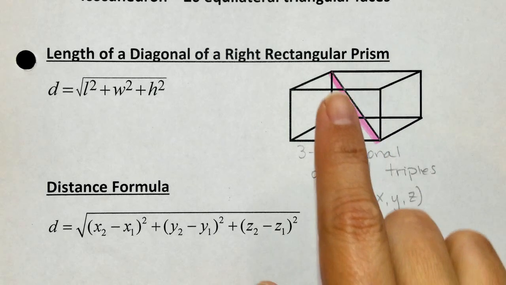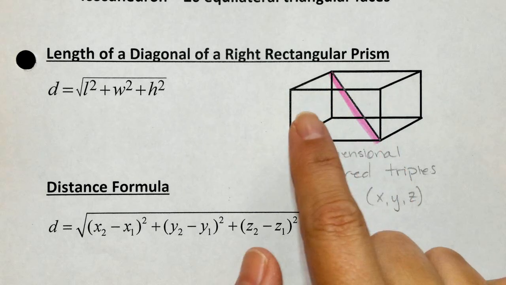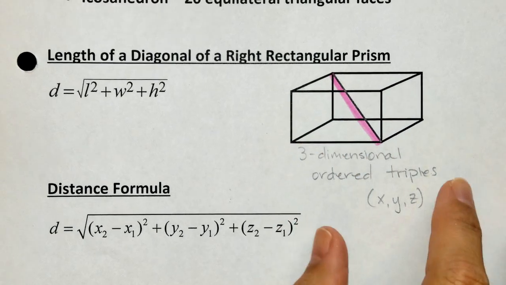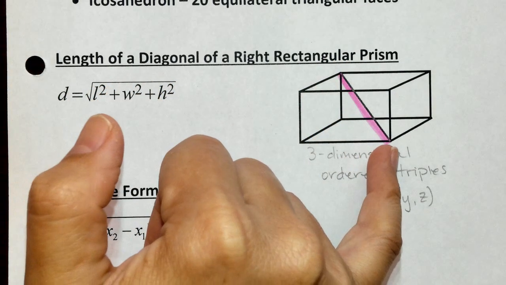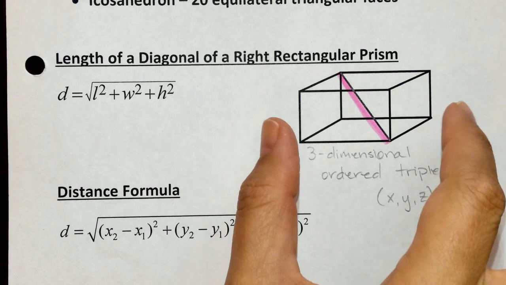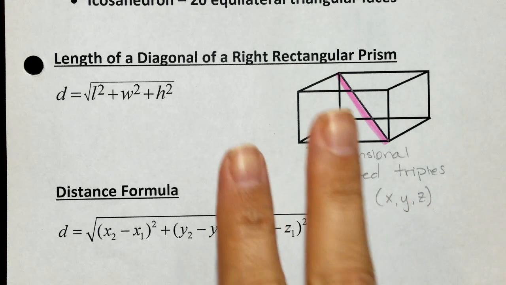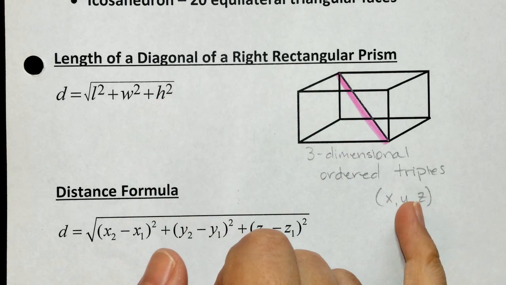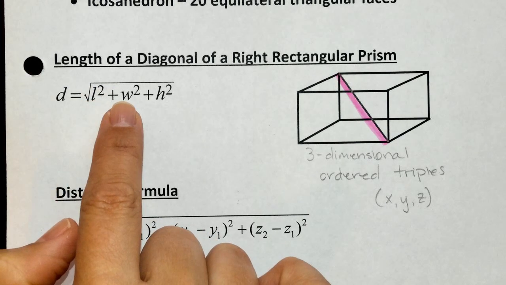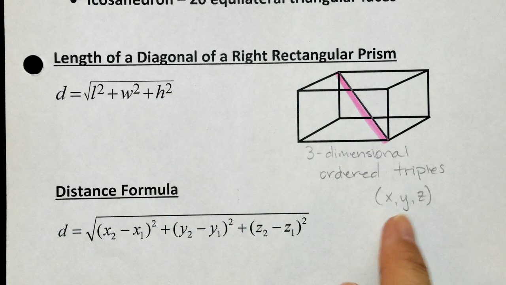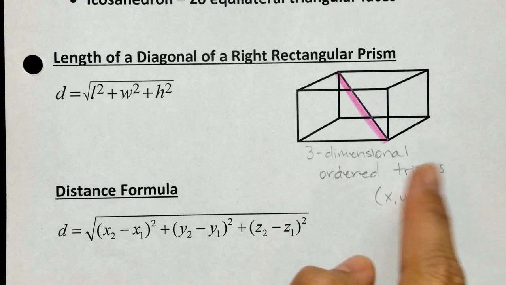So here, the length of a diagonal of a right rectangular prism. All right, so we know that the sides are rectangular. And notice that the diagonal goes from one side of the prism to the other. But in a 3-dimensional shape, you have ordered triples. So now instead of just the X and the Y, we now have a Z. Because think about it, a 3-dimensional shape has a length, a width, and a height. So therefore, for ordered triples, we're going to incorporate the Z.